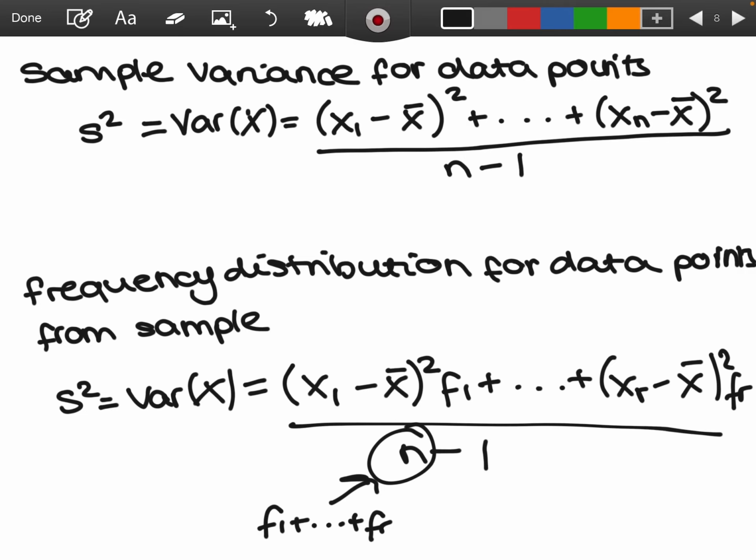So if you go back to your original table, it's going to be f1 plus f2 plus f3 all the way through to fr is going to be n, and then you subtract 1 from it. But the rest of it falls out exactly the same.